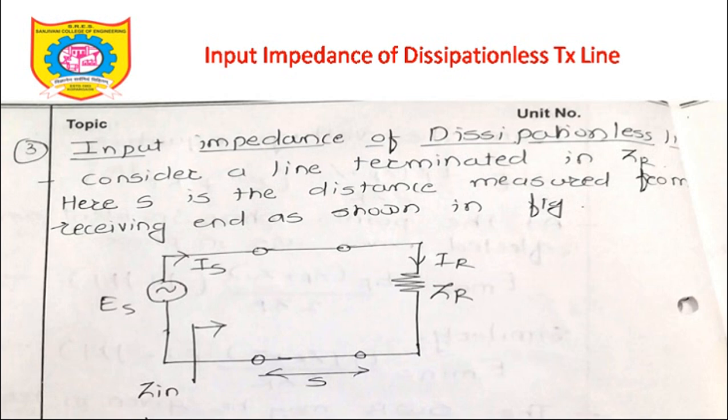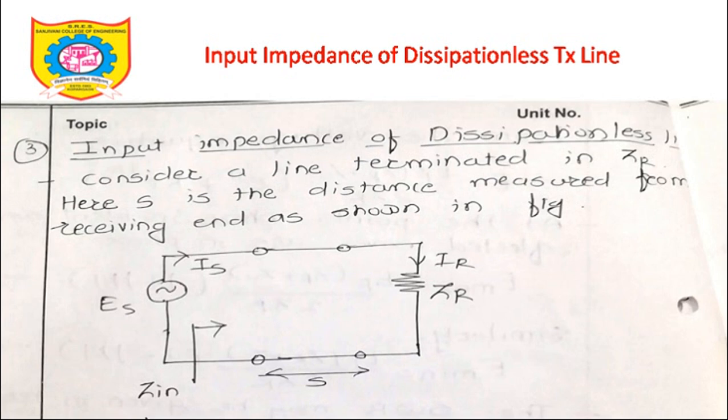For our discussion we are going to understand the line to be dissipation-less or lossless. If it is lossless, by default it is distortionless. Is it okay? So we'll try to understand those expressions in detail. Consider a line terminated in ZR, so the load impedance is equal to ZR. Here S is the distance measured from the receiving end, as shown in the figure. So S is always the distance measured from the receiving end.